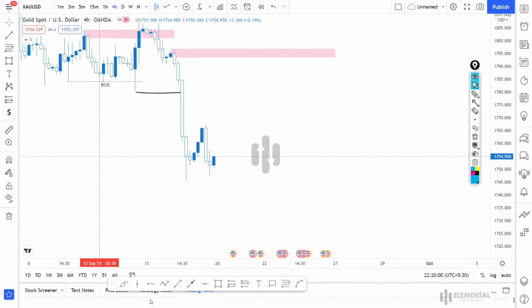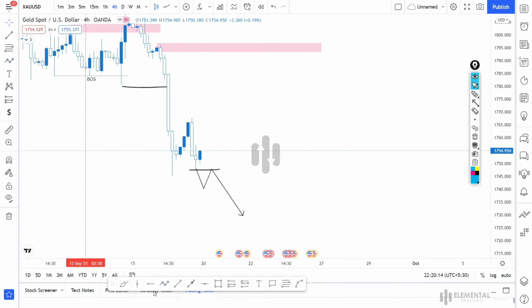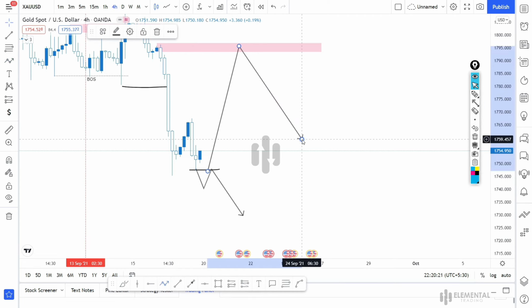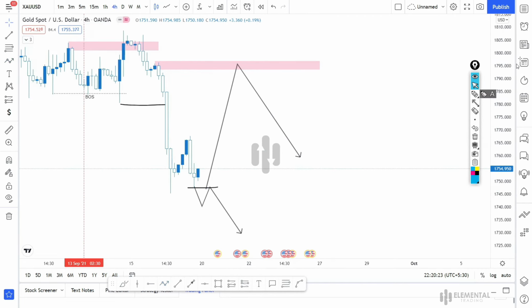and we will be looking for, first we will be looking for break and retest of this low. So this will be plan A, and plan B will be a pullback to the key level. So this will be our plan B.